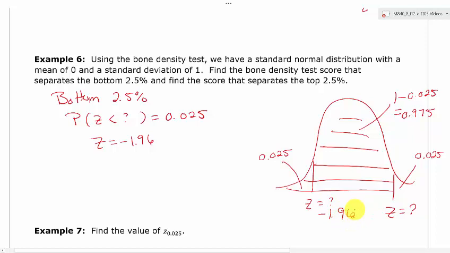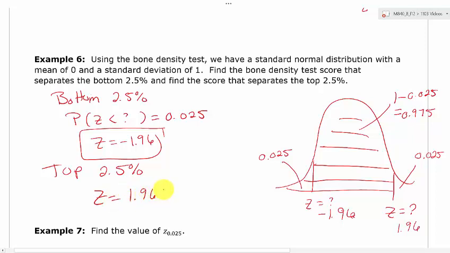The other nice thing about the standard normal distribution is that it is symmetric. So you don't even really need to do any calculations to find the other one, because we're finding the bottom 2.5% and the top 2.5%. These z-scores are the same number, only the one on the left side is negative and the one on the right side is positive. So this is going to be 1.96. And so for the top 2.5%, z is positive 1.96.